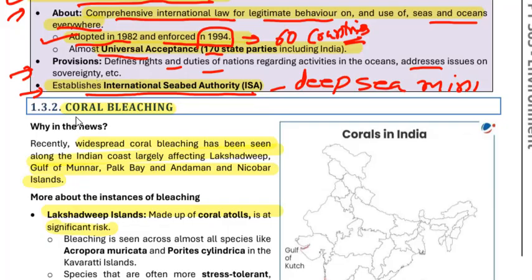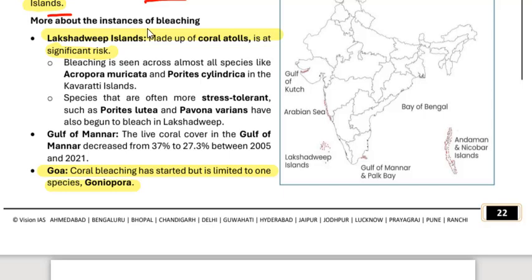Let's look into the next topic, that is coral bleaching. Why is it in the news? Recently, widespread coral bleaching has been seen along the Indian coast, largely affecting Lakshadweep, Gulf of Mannar, Palk Bay, and Andaman and Nicobar Islands. Let's see more about the instances of bleaching.